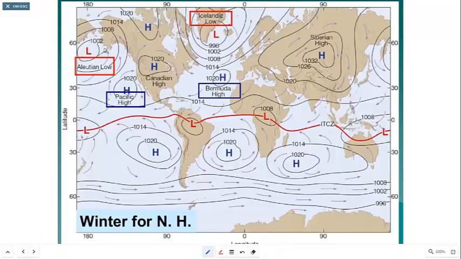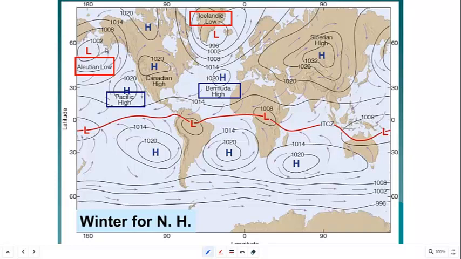So if we're in winter mode, do you think we have a lot more cold air in the upper atmosphere? Yes. So what features become dominant in the upper atmosphere? The troughs, since they're associated with the colder air. So they can support the synoptic low pressure systems.